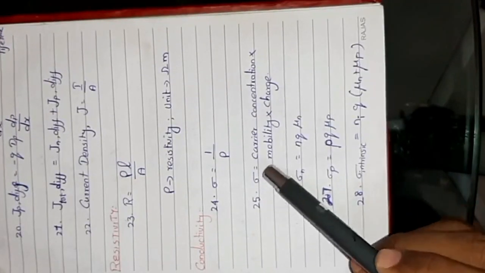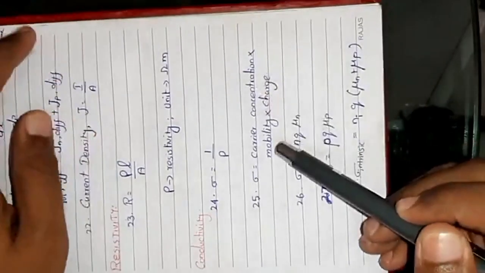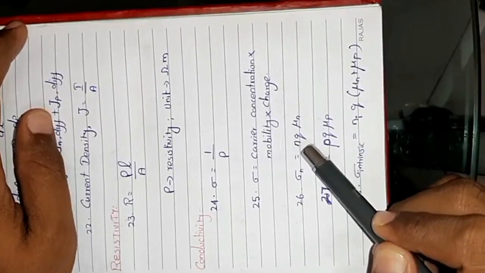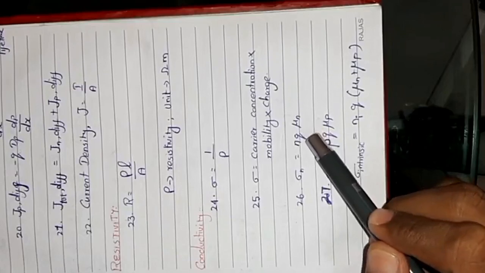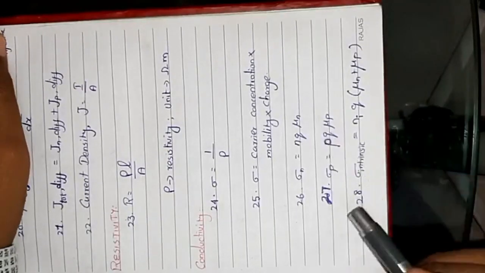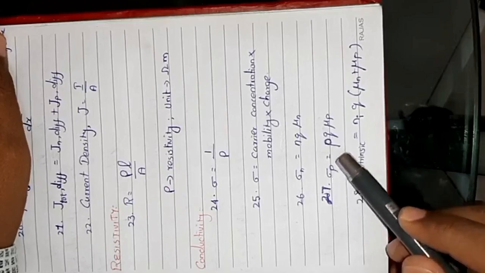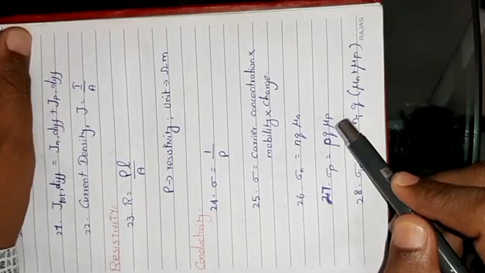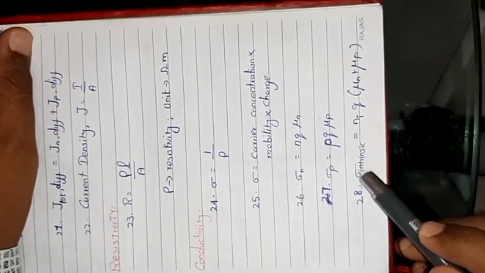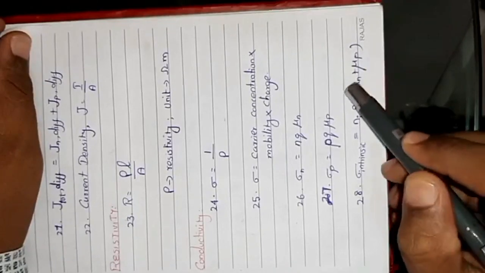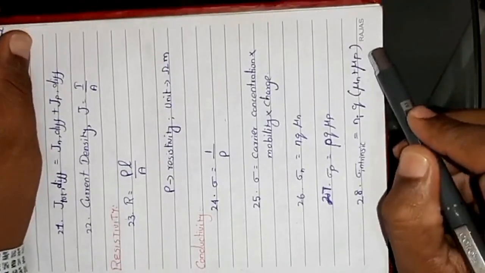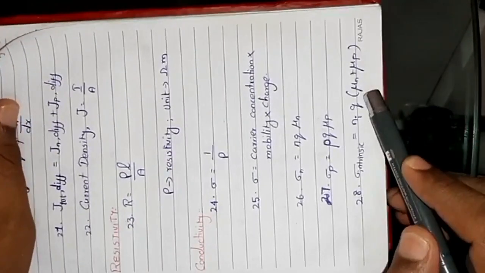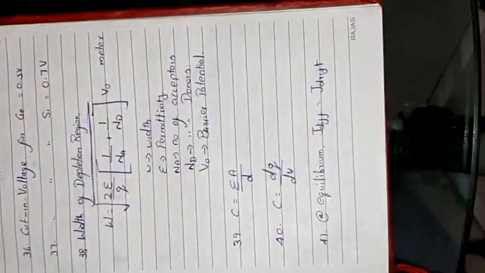Number 25, sigma is equal to conductivity equal to carrier concentration into mobility into charge. Okay, conductivity due to electrons is equal to electron concentration N into charge of an electron Q into mobility of an electron mu N. Similarly, conductivity due to hole is equal to the concentration of holes into charge of a hole into the mobility of a hole. Number 28, intrinsic, the conductivity due to intrinsic is N into Q into sum of the mobility of electron and hole, where N is the intrinsic concentration, Q is the charge of an electron or a hole, mu N is the mobility of electron, mu P is the mobility of hole.